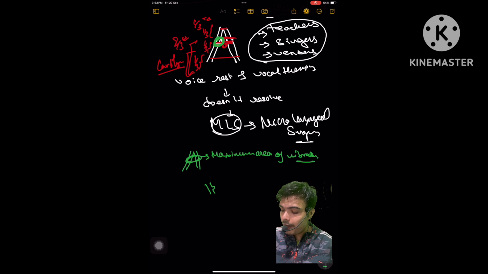But polyps are pedunculated. That means they have a stalk, and polyps are unilateral. Initially voice rest is tried for vocal nodules, but if it fails, you have to go for microlaryngeal surgery.